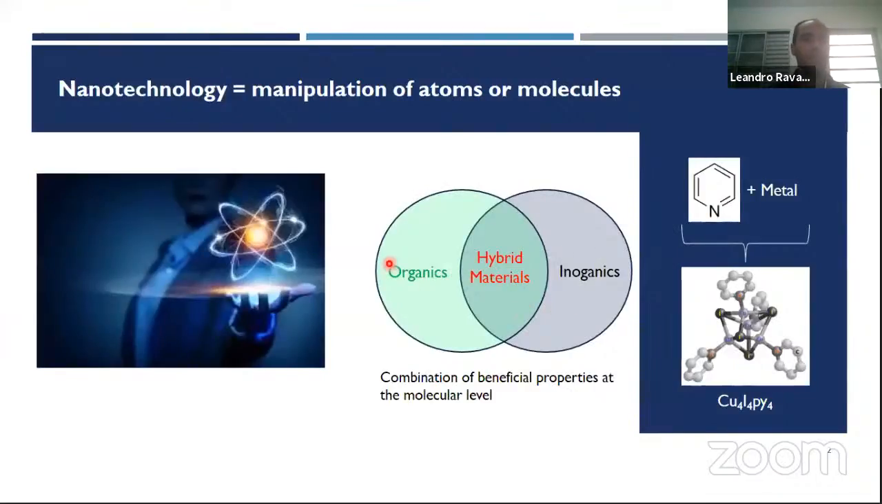Through the manipulation of molecules, it's possible to build materials on the nanometric scale with different properties. The nanoscale gives us new properties when compared to bulk materials, and the hybrid material is no different. The combination of organic and inorganic materials at the molecular level gives us a combination of properties of both materials at nanometric scale. For example, a copper complex is a compound obtained by the combination of metallic copper ions and an organic ligand.